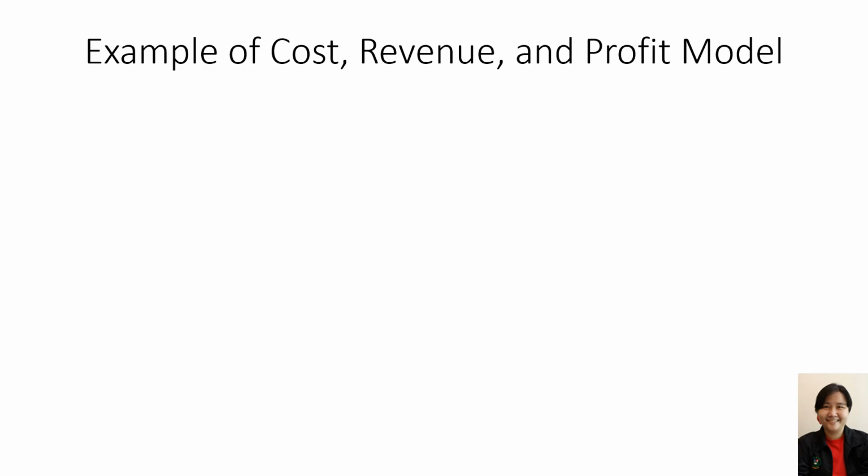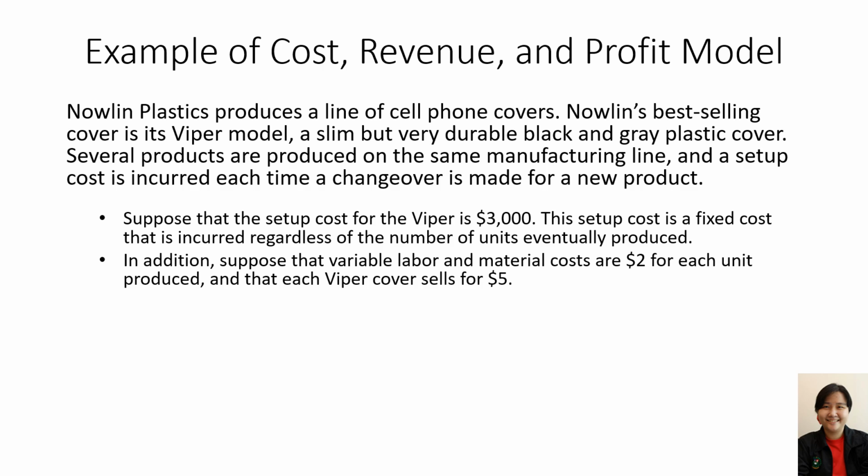Let us now take a look at this example featuring Nolin Plastics. Nolin Plastics produces a line of cell phone covers. Nolin's best-selling cover is its Viper Model, a slim but very durable black and gray plastic cover. Several products are produced on the same manufacturing line, and a setup cost is incurred each time a changeover is made for a new product. Suppose that the setup cost for the Viper is $3,000. This setup cost is a fixed cost that is incurred regardless of the number of units eventually produced. In addition, suppose that the variable labor and material costs are $2 for each unit produced and that each Viper cover sells for $5.